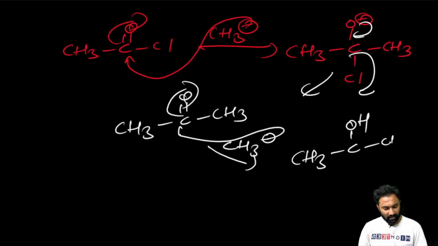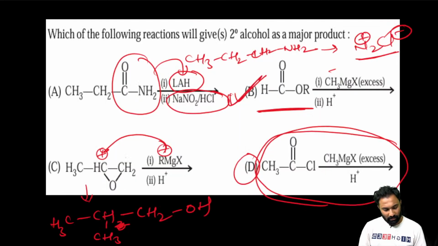We'll get which degree alcohol? 3-degree alcohol. But the question is asking only for the 2-degree alcohol as the major product. So option D is not correct, option B is correct, not the C. Right?